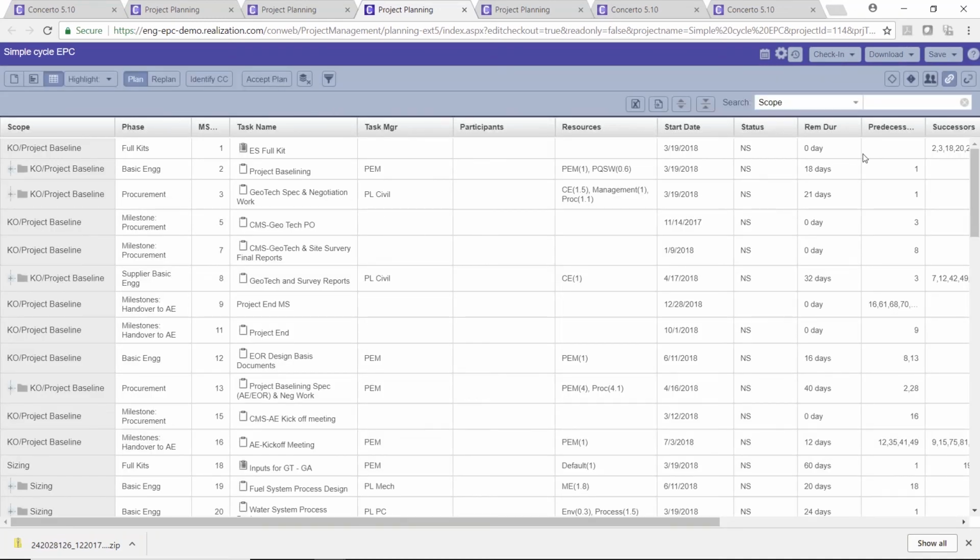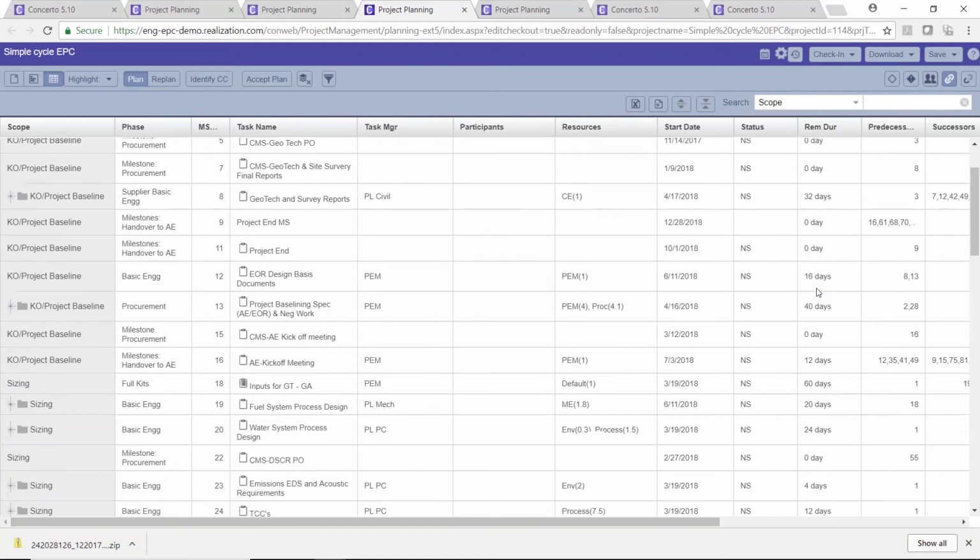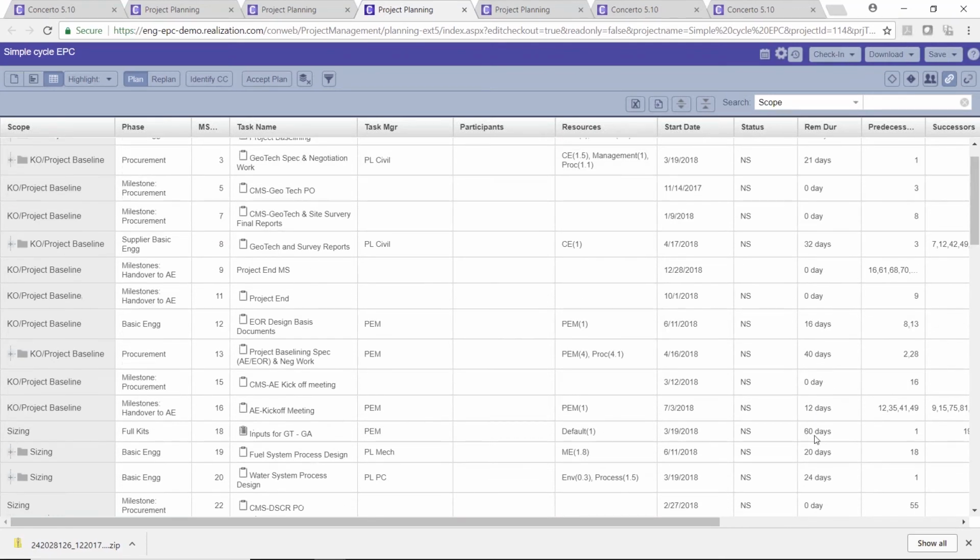So here you can see the remaining durations. In some of the projects I showed you, the durations were small, only a few days. Here I have a task that's only 4 days. At the same time, I have a task that is as much as 60 days, or a couple of months in length, 40 days.